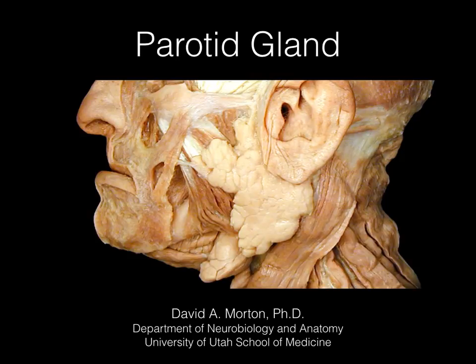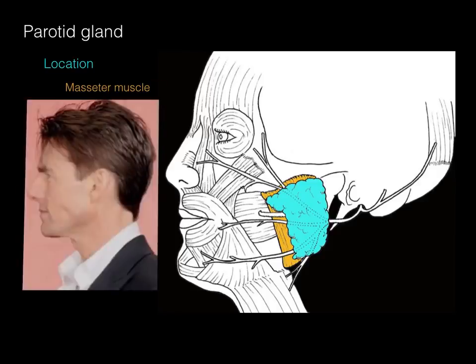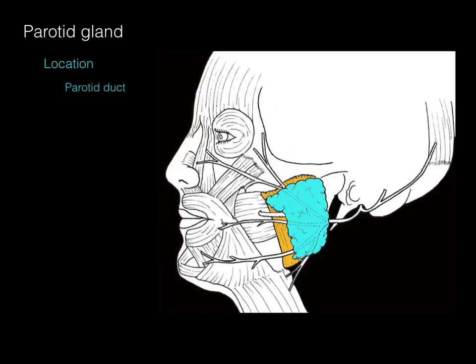Let's talk about the parotid gland. The parotid gland is located on the superficial face as it sits right on top of that masseter muscle. And the masseter muscle is one of those principal muscles of mastication that you see when you clench the jaw, as Tom Cruise does in many of his movies. The clenching masseter pushes this parotid gland out, and that's what forms this little bulge on the side of the ramus of the mandible. That's where our parotid is located.